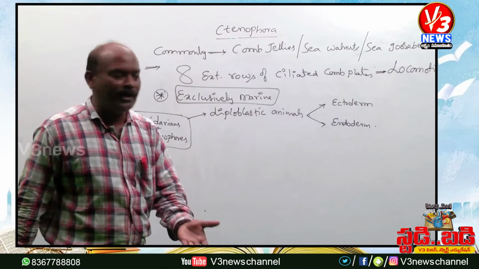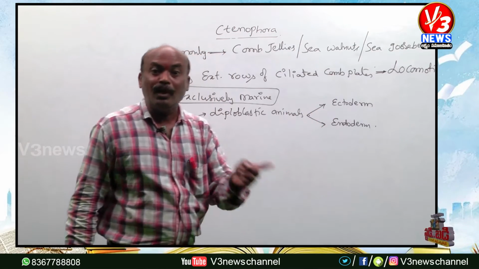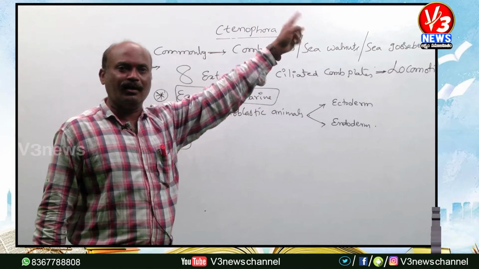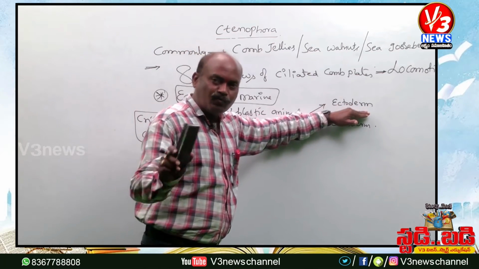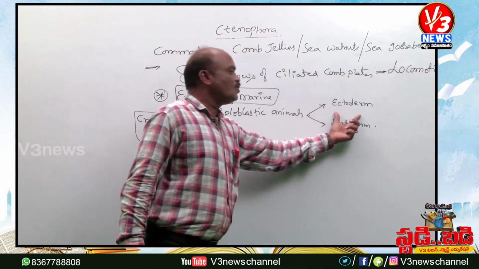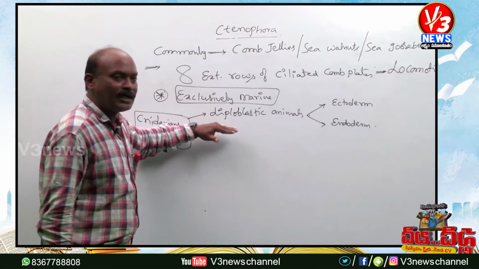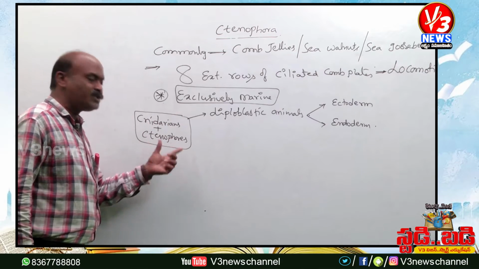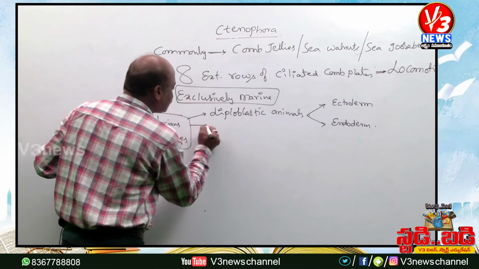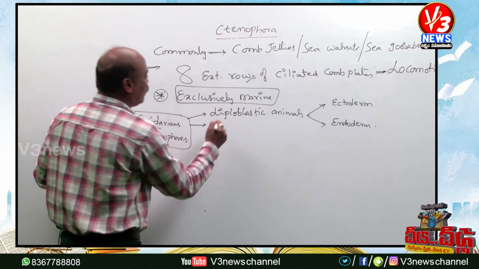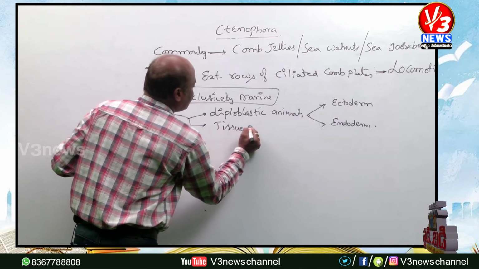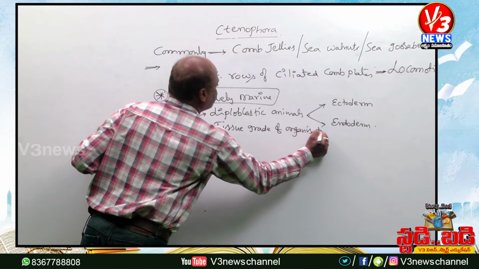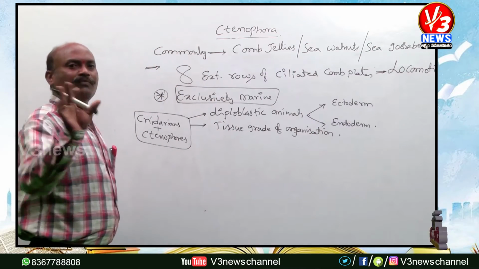Obviously, between the ectoderm and endoderm, mesoglea is present, but in sponges that is mesohyl. So here in ctenophores and cnidarians, mesoglea is present. So diploblastic nature is common to both cnidarians as well as ctenophores. Alright. Next, one more common character: both show tissue grade of organization.